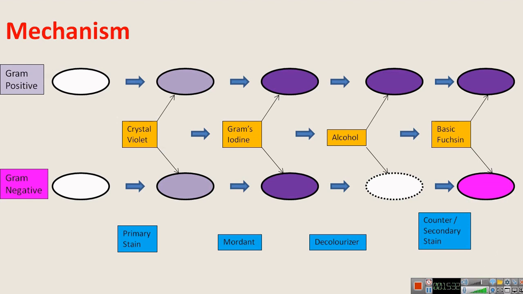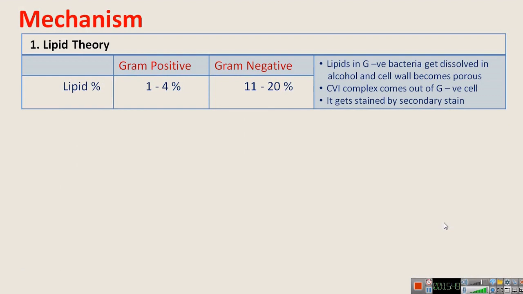Now again here the question is why gram negative bacterial cells get decolorized due to the alcohol treatment, and why gram positive cells do not get decolorized due to the alcohol treatment. To explain that, again different theories have been proposed. Among that, one important theory is the lipid theory. As per lipid theory, the major difference between the cell wall of gram positive and gram negative bacteria is the percentage of the lipids.